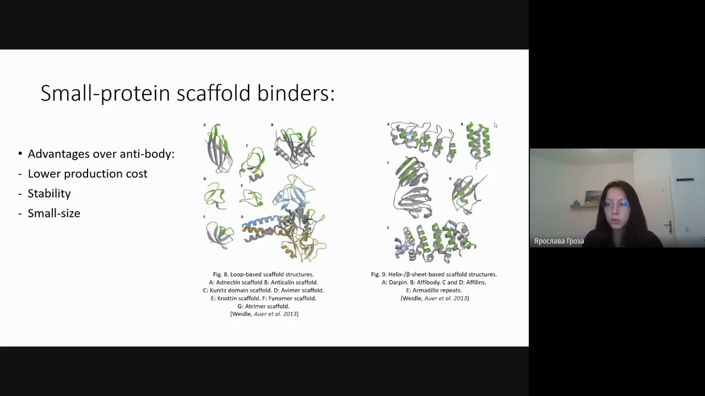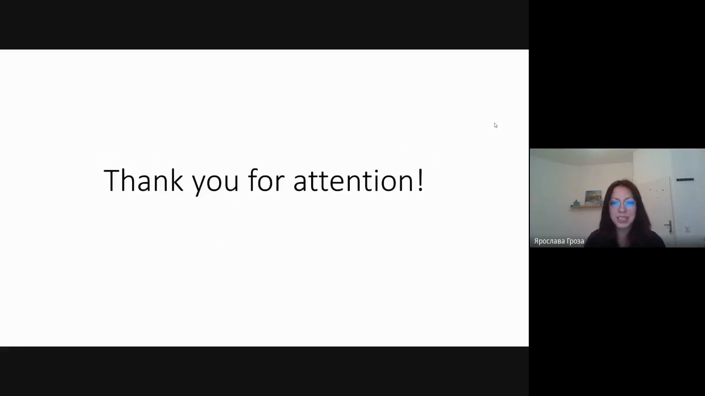We want to use both or one of these libraries to generate a small protein scaffold inhibitor, to test it in the laboratory, and then to test it on cells from patients with IgA nephropathy. We hope that we'll have some promising results, which I will be able to present at the next conference. So thank you for your attention.